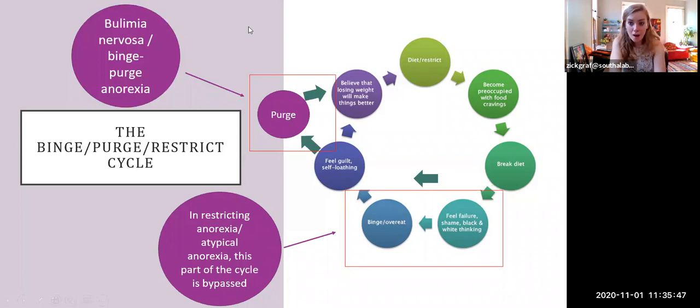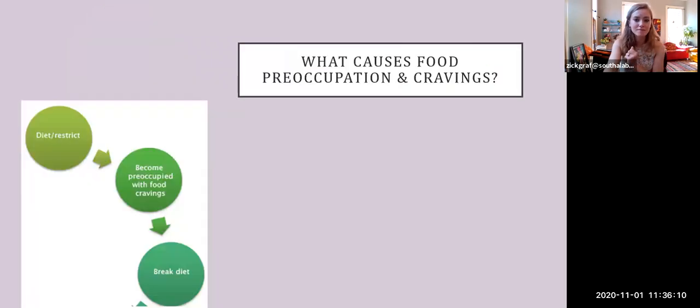This cycle also happens for people with binge eating disorder, because the majority of people with binge eating disorder are dieting, or they try to compensate for their binges, not in excessive ways that would get them diagnosed with bulimia, but by eating better the next day. So the binge purge restrict cycle happens in every weight and shape eating disorder. It does not happen in ARFID. Okay, so we're going to focus on this part of the cycle for the next couple slides.